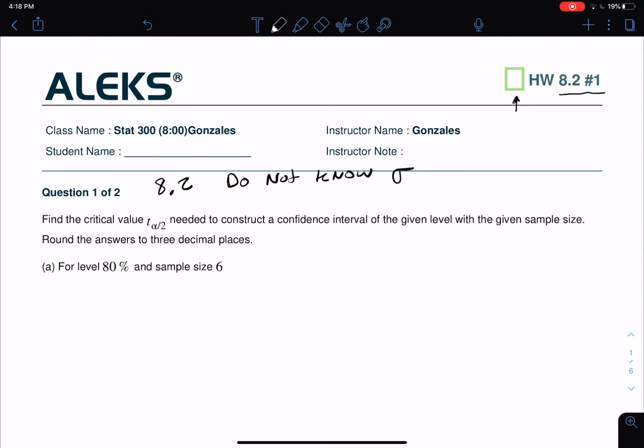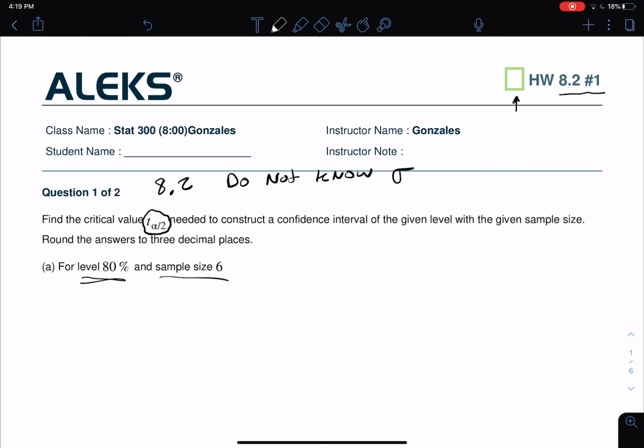Okay, so find the critical value, and you can tell, another reason why you know it's 8.2 is you've got a t value instead of a z there, right? So find the critical value, t, the t value for half alpha, needed to construct a confidence interval of the given level with the given sample size. Round answers to 3 decimal places. Okay, so we want a 90% level, a sample size of 6.